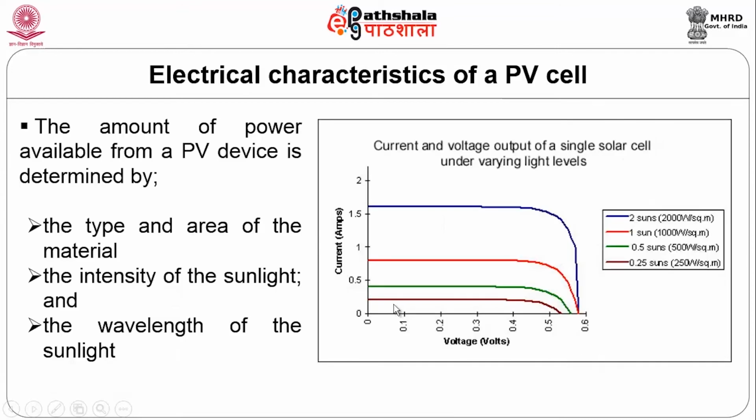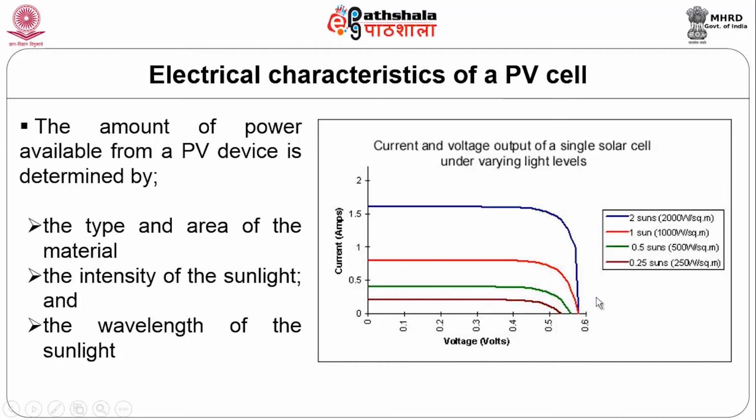And this is about the electrical characteristics of a PV cell. The amount of power available from a PV device is determined by the type and area of the material, the intensity of the solar light, and the wavelength of the solar light. And here in this picture is the graph between the voltage and the current. The power is the multiplication of voltage and current, V and I.